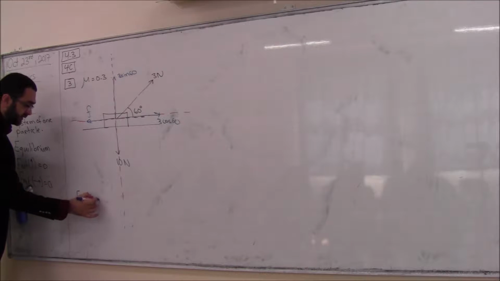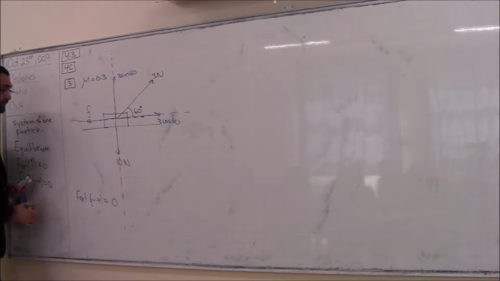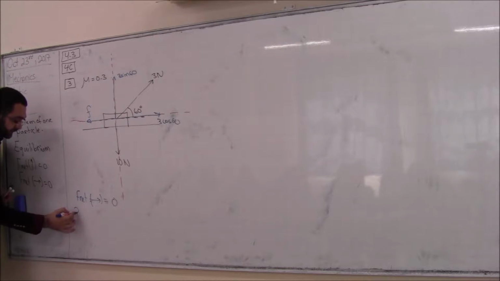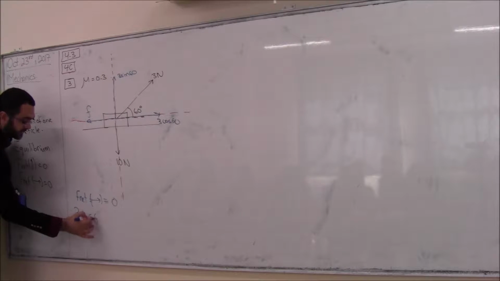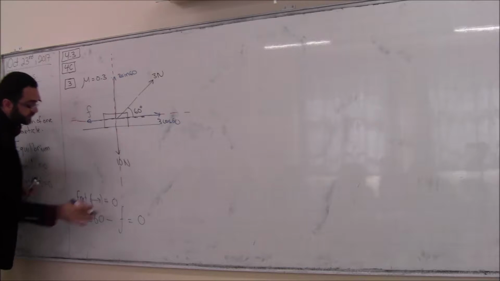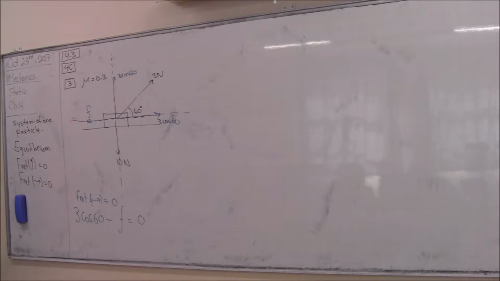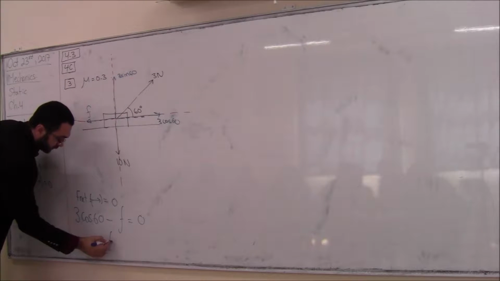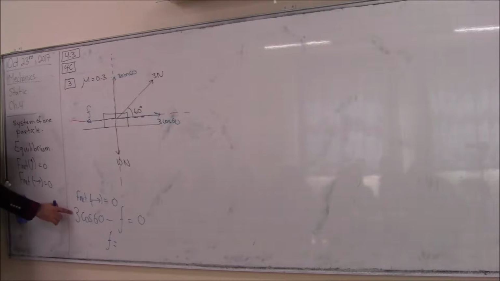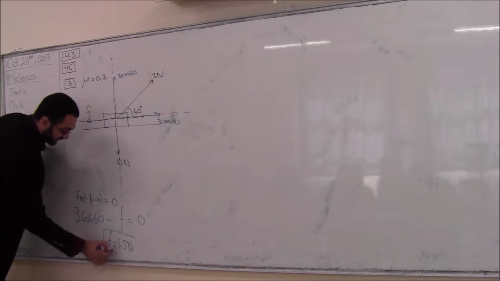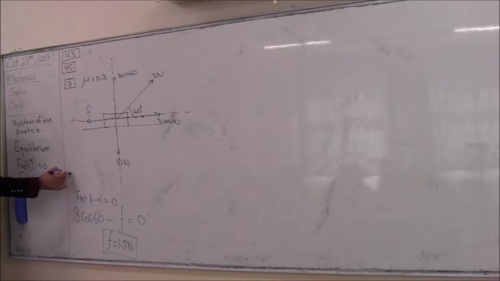To find friction, F net horizontal equals 0. Along the horizontal we have 3 cosine 60 minus friction equals 0. So the friction equals 1.5 newtons. This is the first part, A.